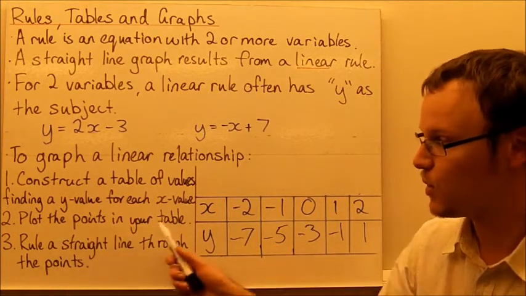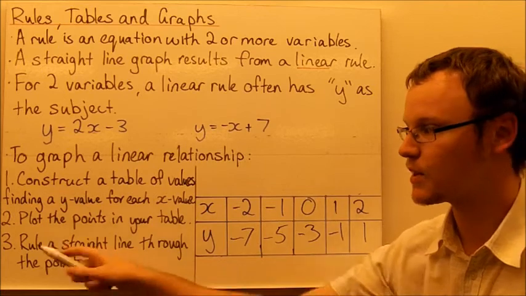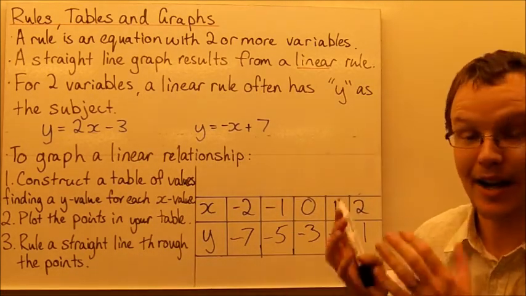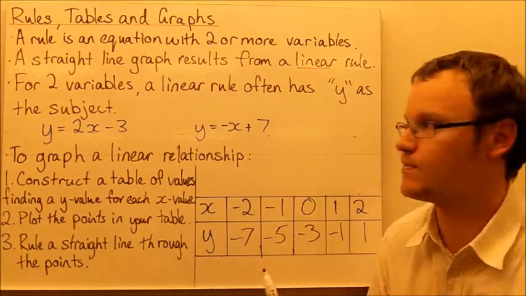Then once we've plotted all of these points from our table, we can rule a straight line through the points, and that will be a graph of our linear rule.